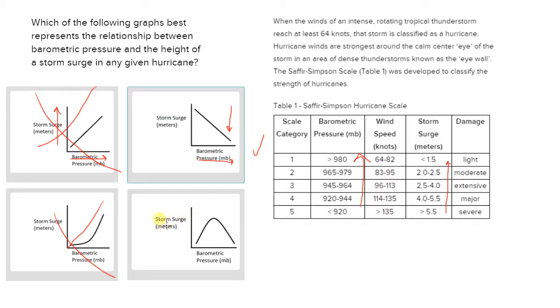And then we go for the last one, D, and see that as the barometric pressure increases, the storm surge should increase and then decrease. But we don't see that. We actually see it consistently. It decreases constantly at a constant rate the whole way through. So answer choice C is our answer.